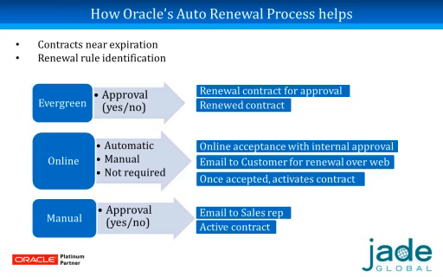The third one is the manual process, and it has two flavors, one with approval and the second one without approval. It is more of a manual process where sales rep interaction is required throughout the negotiation cycle of the contract. Again, depending on the business requirements, customers can choose to implement any one of these renewal processes, or they can use a combination of the renewal processes.